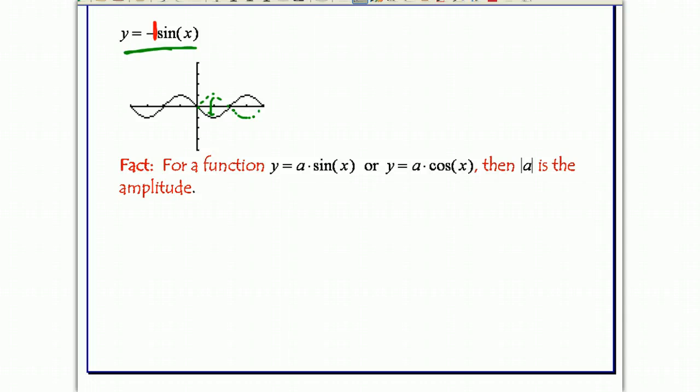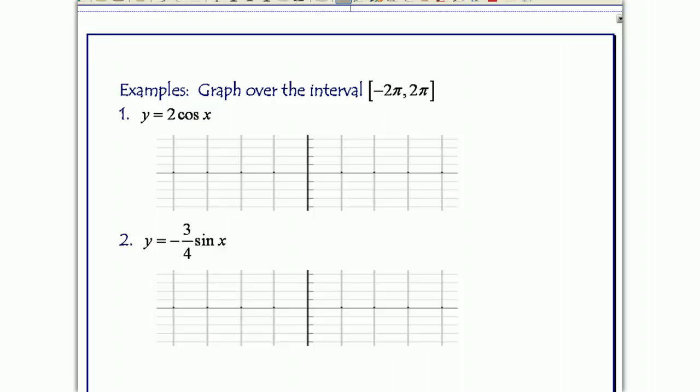So our main point for this first lesson is the number in front affects the amplitude. So a sine of x or a cosine of x, either way, that a is the amplitude. We'll take the absolute value. So if somebody sticks a negative in front, -4 cosine, the amplitude is still 4. Let's take a quick look at these other pictures here. We should be good to go.